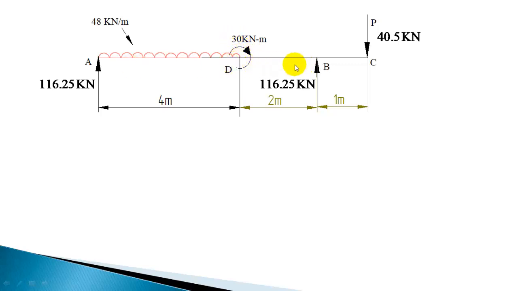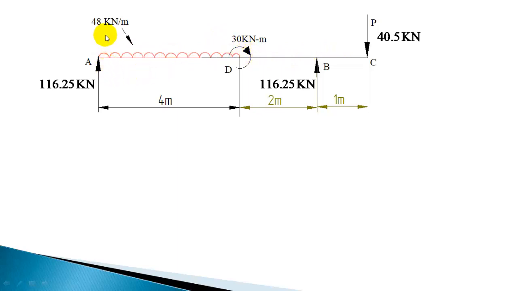For getting the reactions, you have to take this couple in the moment summation, always. But in force summation or shear force summation, you have to draw the shear force diagram as if this couple is not existing. Only for bending moment do you have to consider this. Otherwise, for drawing the shear force diagram, you need not consider this couple.